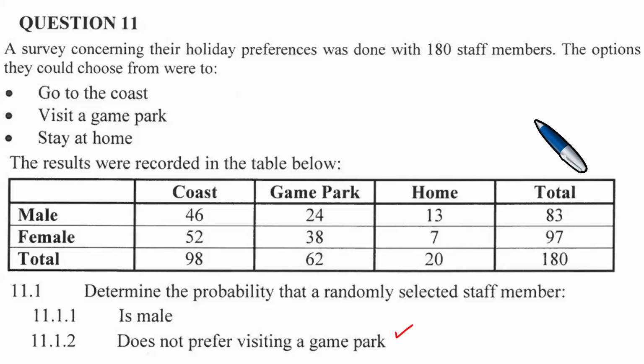But I want to know, what is the probability that a randomly selected staff member does not prefer visiting a game park? What do you think, Tando? I think the answer will be 118 over 180. Good. So now the probability that the randomly selected staff member does not prefer visiting a game park, it's going to be the probability of not game park.